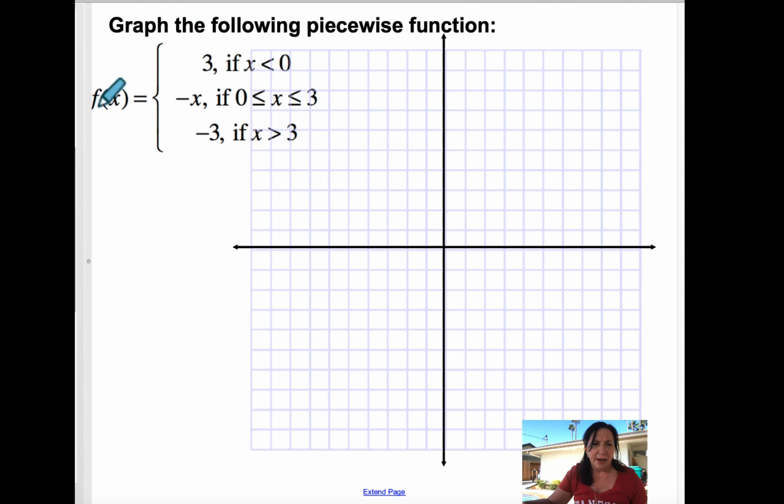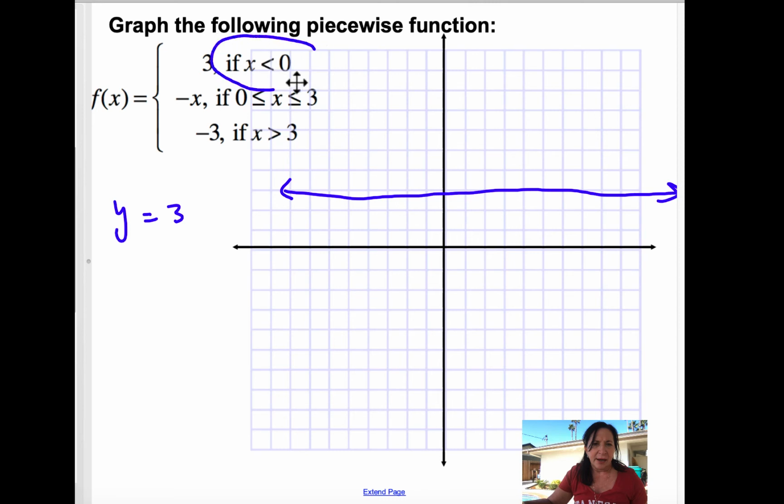We're going to graph all 3 of these. So the first equation says y equals 3, or f of x equals 3, which is just a line at 3 that looks like this. Okay? Now, the only difference is that my constraint or restriction says that x has to be less than 0. Less than 0. X has to be less than 0.